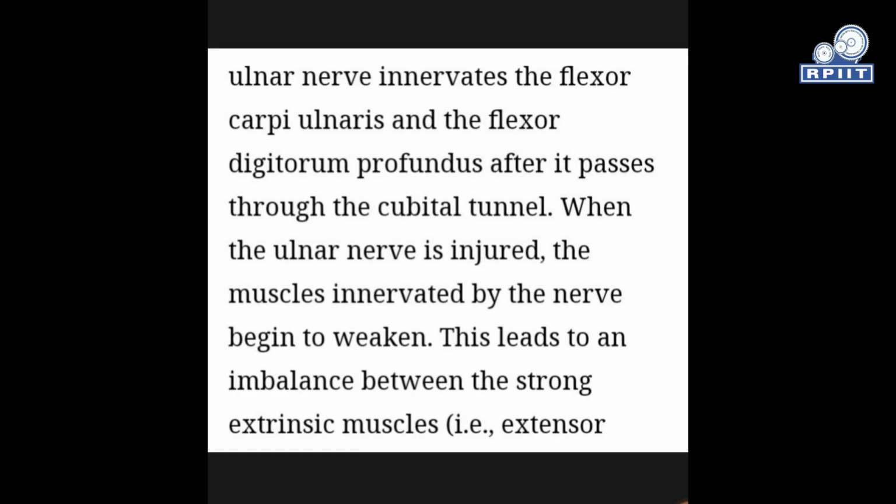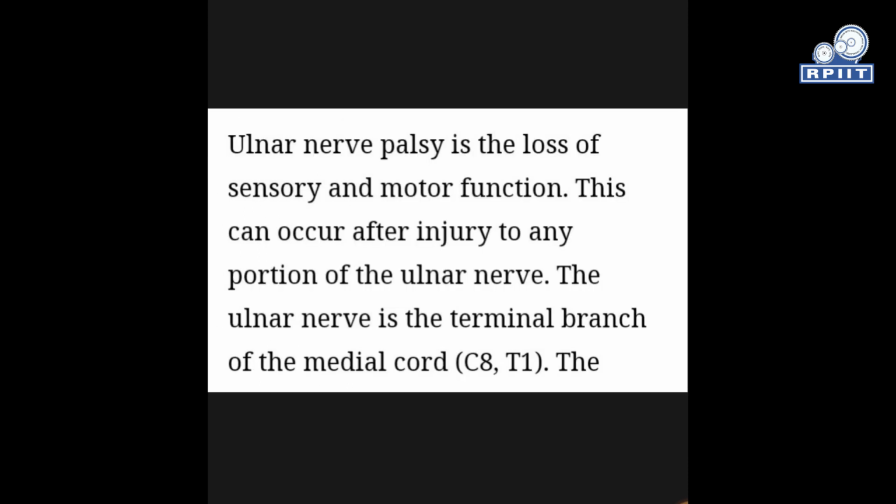The ulnar nerve innervates the flexor carpi ulnaris and the flexor digitorum profundus after it passes through the cubital tunnel. The cubital tunnel is the opening between the two heads of the muscle through which the ulnar nerve passes at the elbow and enters the forearm. Ulnar palsy is the loss of sensory and motor function. This can occur after injury to any portion of the ulnar nerve. The ulnar nerve is the terminal branch of the medial cord, that is C8 and T1.